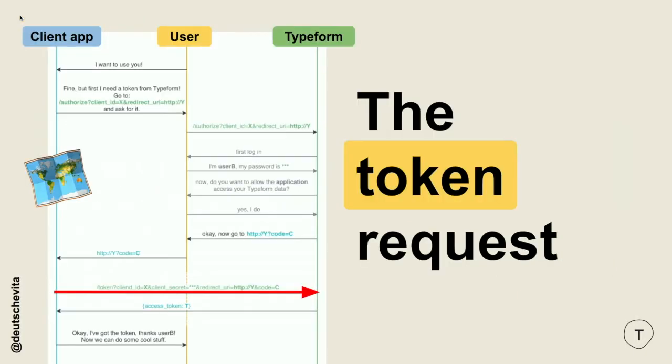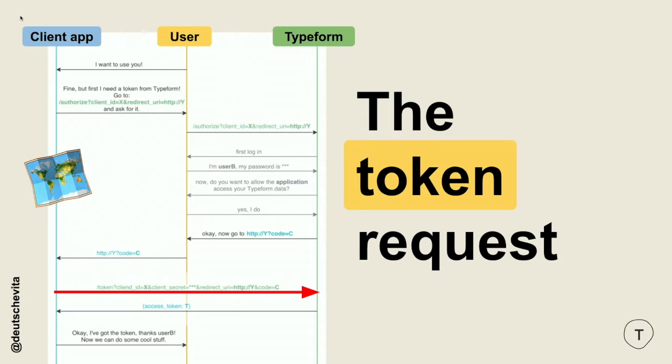So that is the token request. And as you can see in this lovely diagram, which is so accurate, this will be an interaction starting from my client's application and going straight to Typeform without going through the user's browser, because this is a very secure connection.